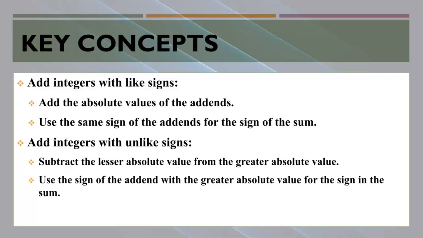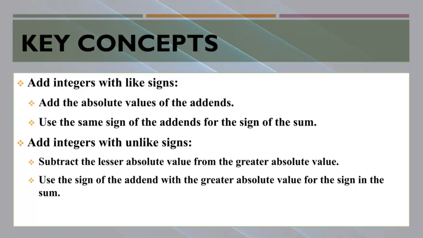So the key concept we're going to be focusing on today is integers with like signs. When you add integers with like signs, you take the absolute value of each of the addends, combine them, so add the numbers together, and then you use the same sign as the addends for the sign of the sum. Do you have to find the absolute value of each of them? No, you don't have to do that. Just know that both numbers have the same sign, add them together, and if they're both negative, then your answer is negative. If they're both positive, then your answer is going to be positive.